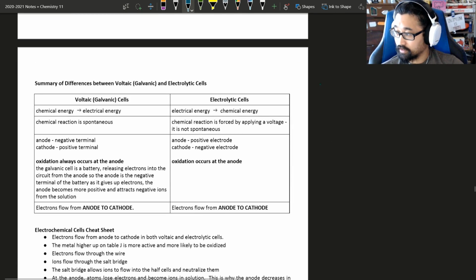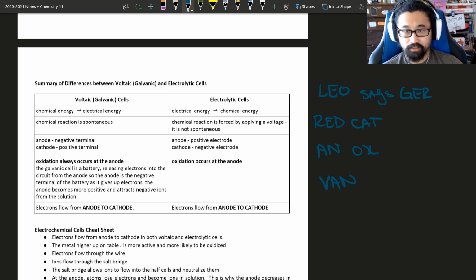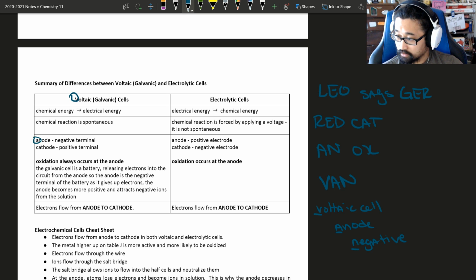We had said that Leo says grr. We said that Leo is a red cat who is friends with an ox. They travel around in a van because Leo's friend the ox won't fit in a car. Also, in a voltaic cell, the anode is negative. V-A-N. Alright? In a voltaic cell, the anode is negative.